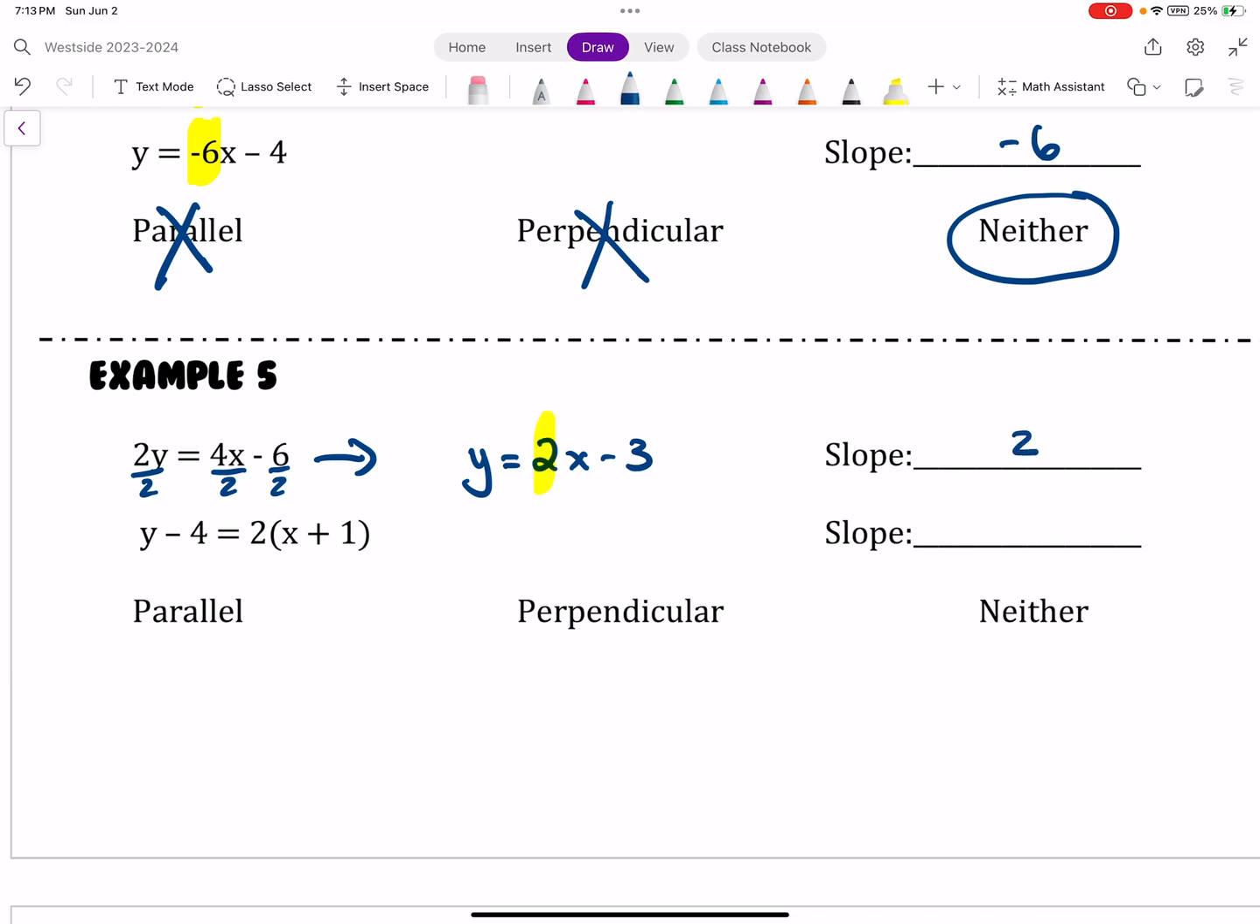The next one, the first thing we need to do is distribute that 2, so we can get rid of those parentheses. So y minus 4 equals 2x plus 2. We're still not solved for y yet, so I'm going to add that 4 over. This becomes y equals 2x plus 6. My slope there is that 2. When we're looking at these slopes, they are the exact same. So these two lines, even though they look very different in the original problem, are actually parallel to each other.